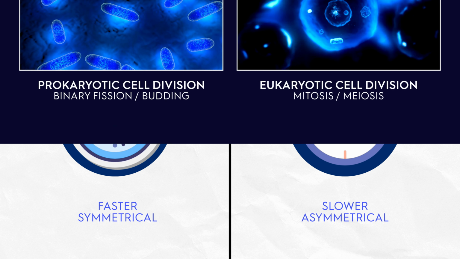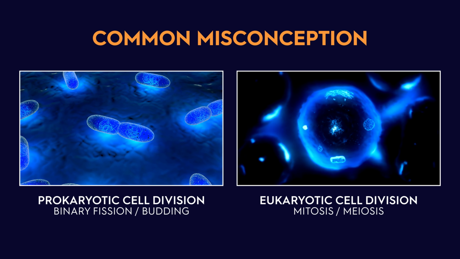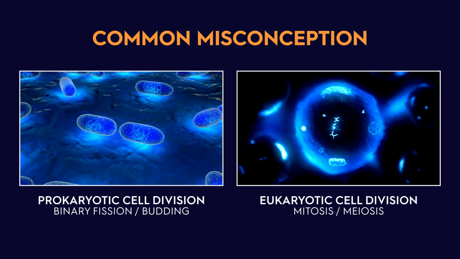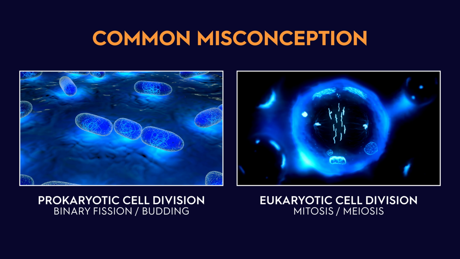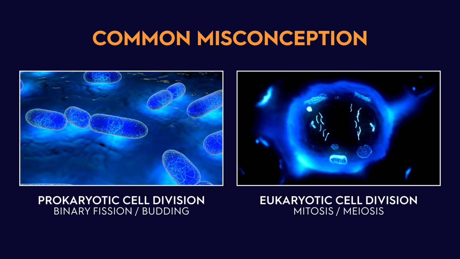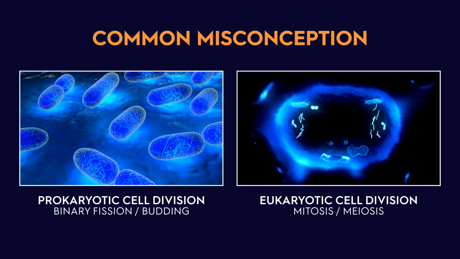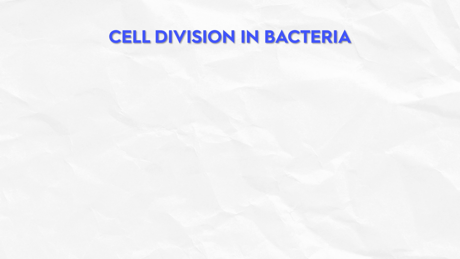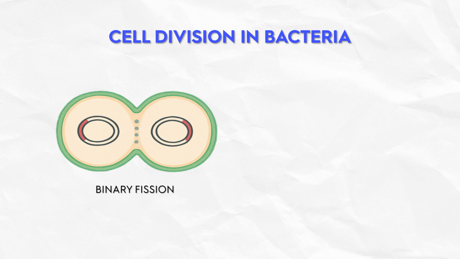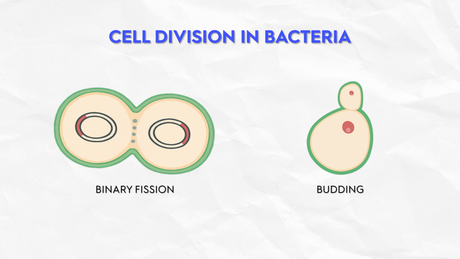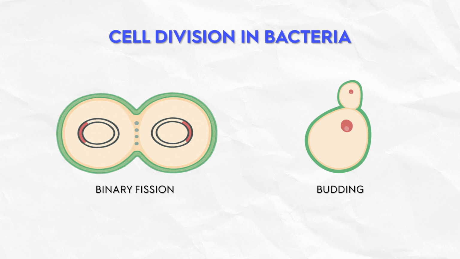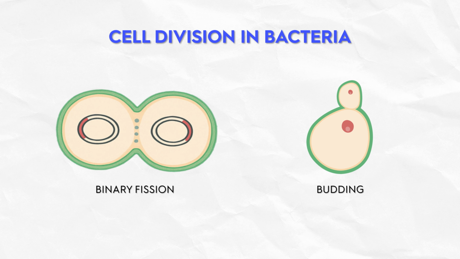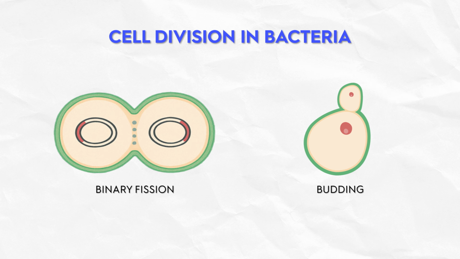Importantly, do not confuse bacterial division with mitosis or meiosis in eukaryotes. Prokaryotic division is simpler and faster, and it does not involve spindle fibers or a nuclear envelope. To recap, bacteria reproduce mainly through binary fission and, in some species, budding. Both are efficient asexual processes that allow these microscopic organisms to multiply and thrive almost everywhere on Earth.